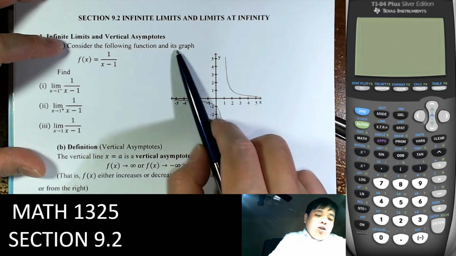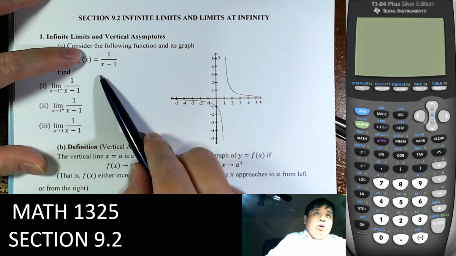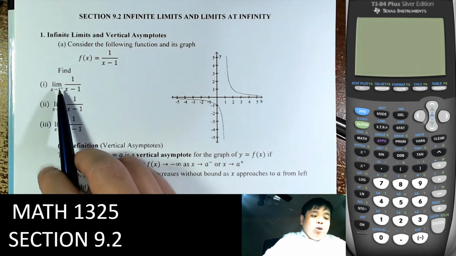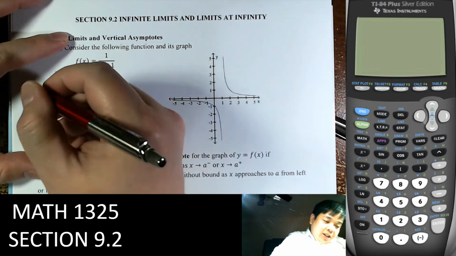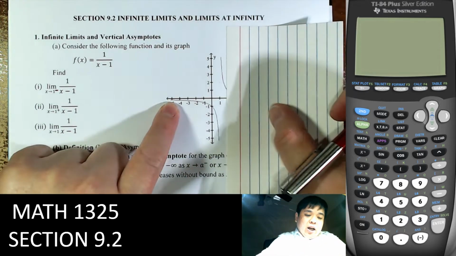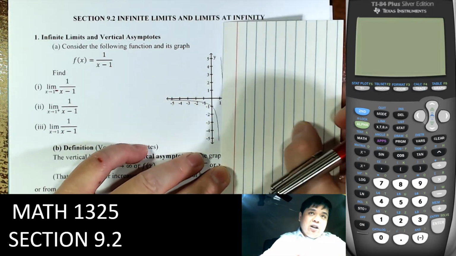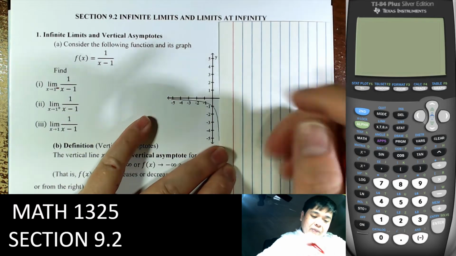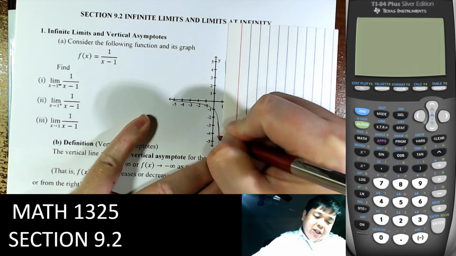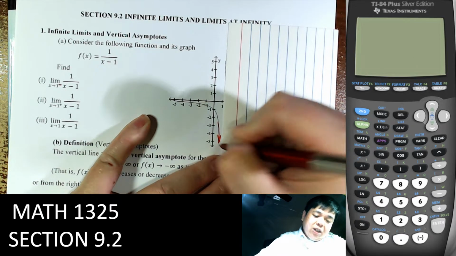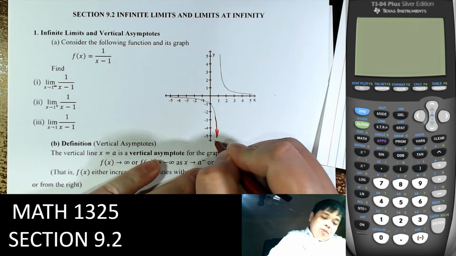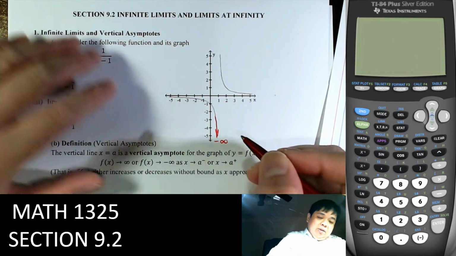Consider the following function and its graph. The graph of the function 1 over x minus 1 looks like this. Now let's find the limit when x goes to 1 from the left hand side. When x goes to 1 from the left side, we see that the function y values keep getting smaller and smaller, and essentially we write it goes to negative infinity.